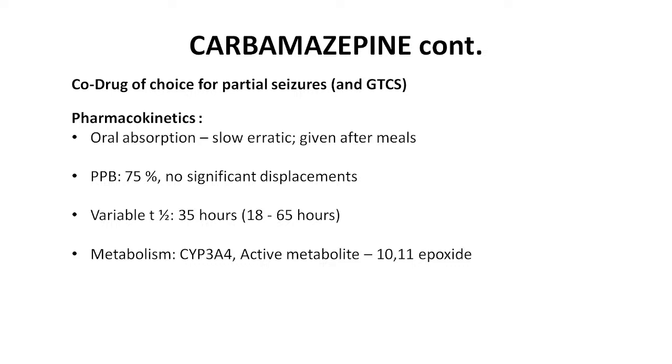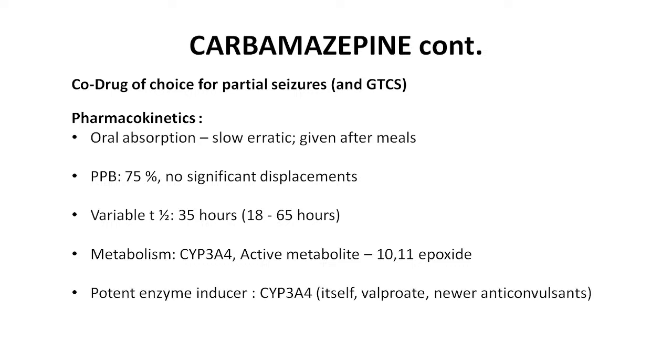Metabolism is through CYP3A4, and more importantly, like phenytoin, it is also a potent enzyme inducer. So by inducing the CYP3A4 enzyme, it can actually induce its own metabolism. It can also induce metabolism of valproate, and of some of the newer anticonvulsants like lamotrigine, topiramate. Now tell me, what will this property lead to?